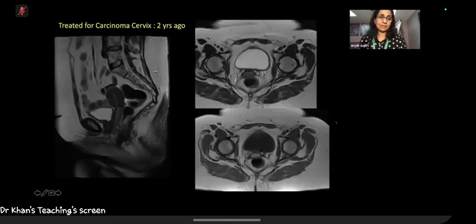So this is a case of treated CA cervix. We can see T2 low signal filling up the cervix, which is of high signal on T1. So ideally, when you see a high signal on T1, you should have a fat saturated image. I don't have a fat saturated image displayed here, but it did not suppress on fat saturation. So this is a hematocolpos consequent to vaginal stenosis, consequent to treatment.